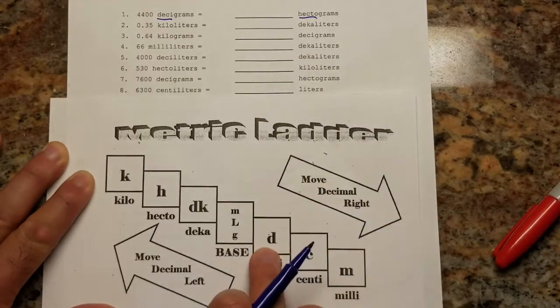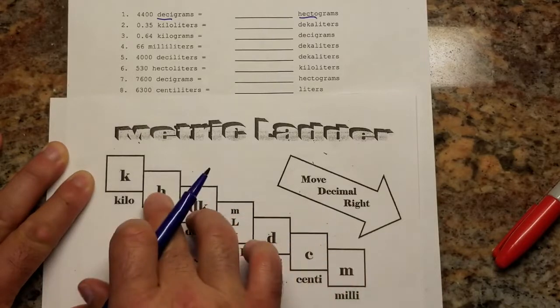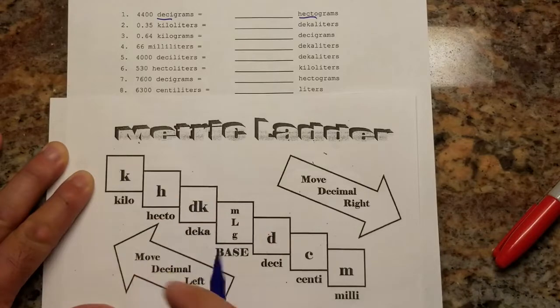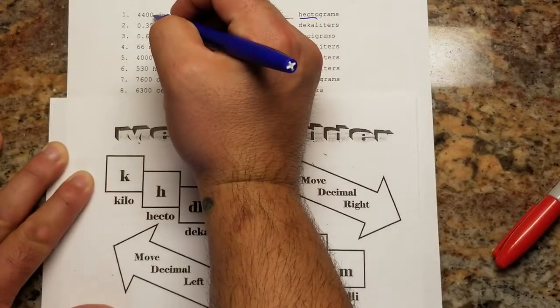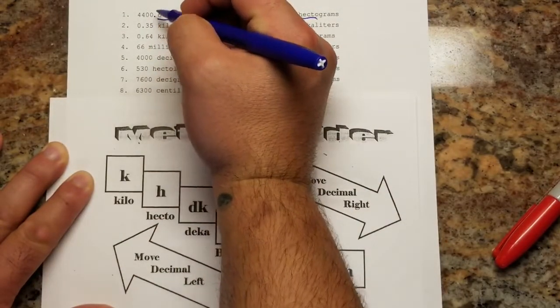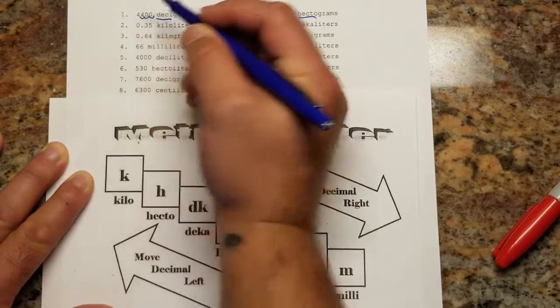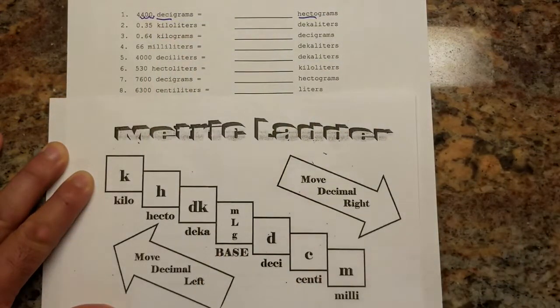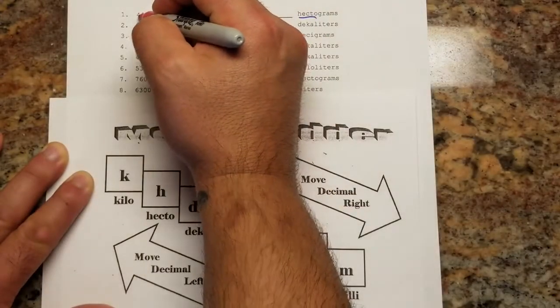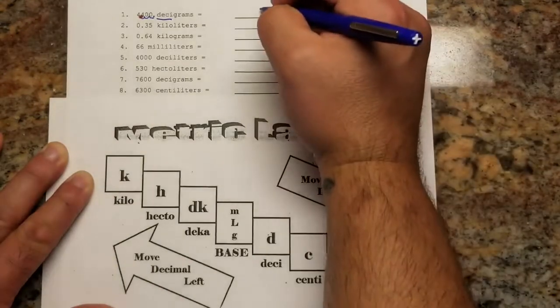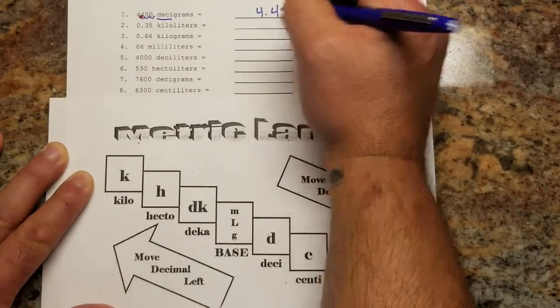So we're going, in this case, from deci to hecto. So again, we need to go 1, 2, 3 spaces to the left. So here's where that decimal point starts off, and we go 1, 2, 3 spaces to the left. And so now we have the decimal point right there between the 4s, and we end up with an answer of 4.4.